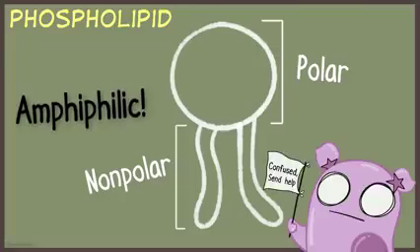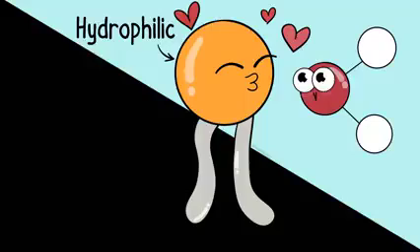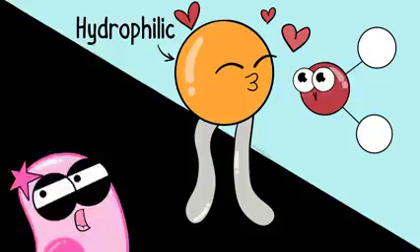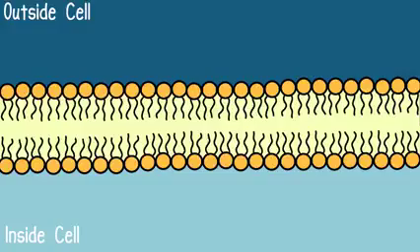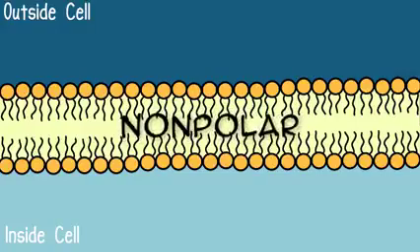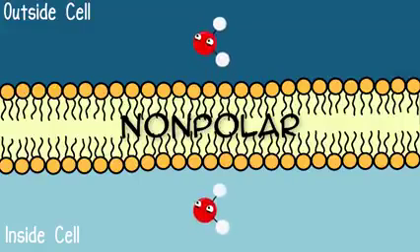We often refer to the polar head of the phospholipid as hydrophilic, which means that part loves water. Well, if a lipid could love. The nonpolar tails are hydrophobic. They do not like water. These phospholipids arrange themselves into a phospholipid bilayer with the nonpolar areas here in between, away from any water. It also allows this area in between to be separated from the outside and inside.